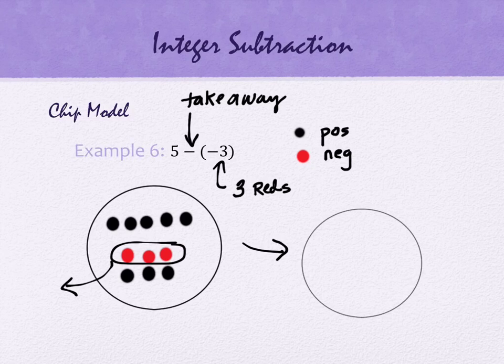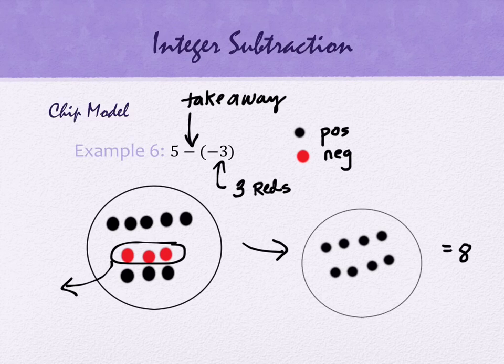I have 8 black chips. And this picture, and you may not like this one, but this does give justification for why in the world subtracting a negative is addition. I subtracted a negative 3 and I ended up with adding the 3, right? Because I put them in 0 pairs. So this is the answer, 8.